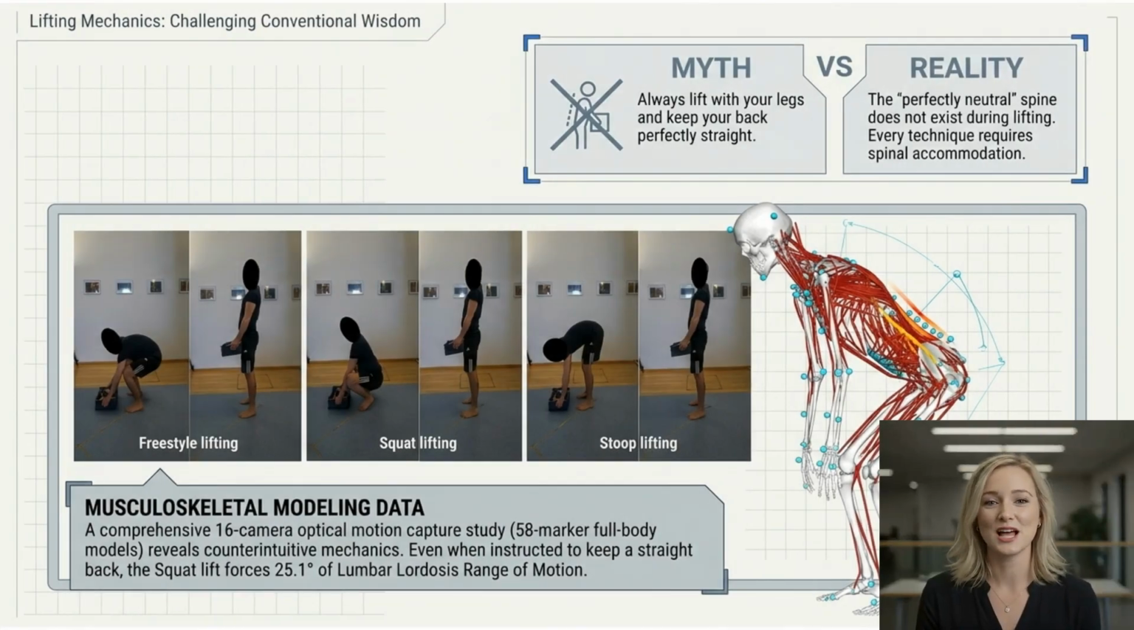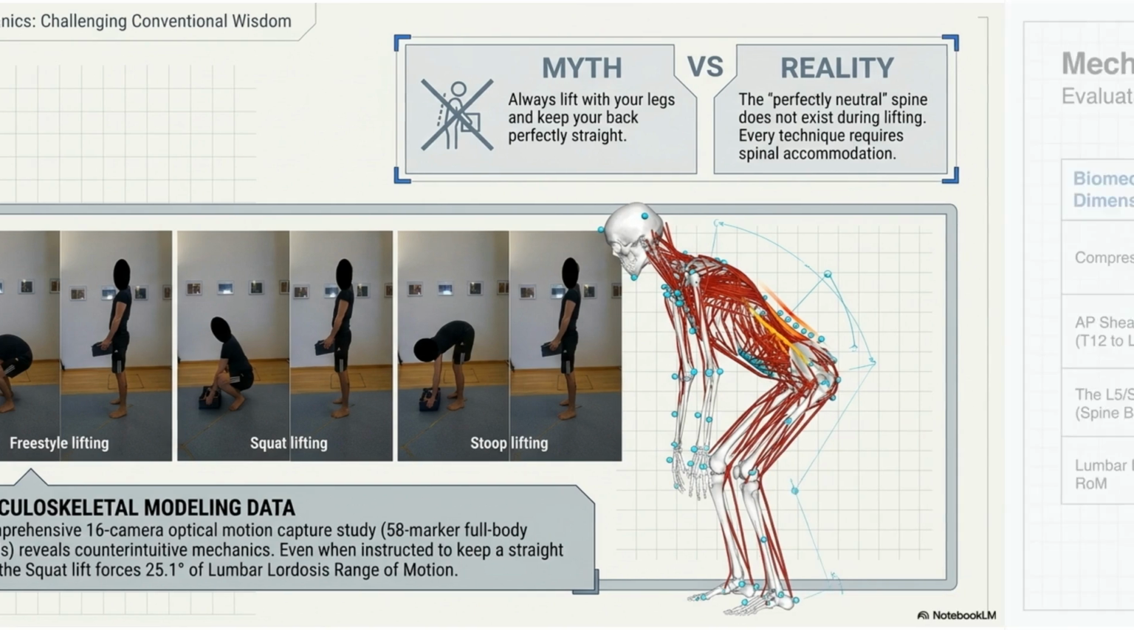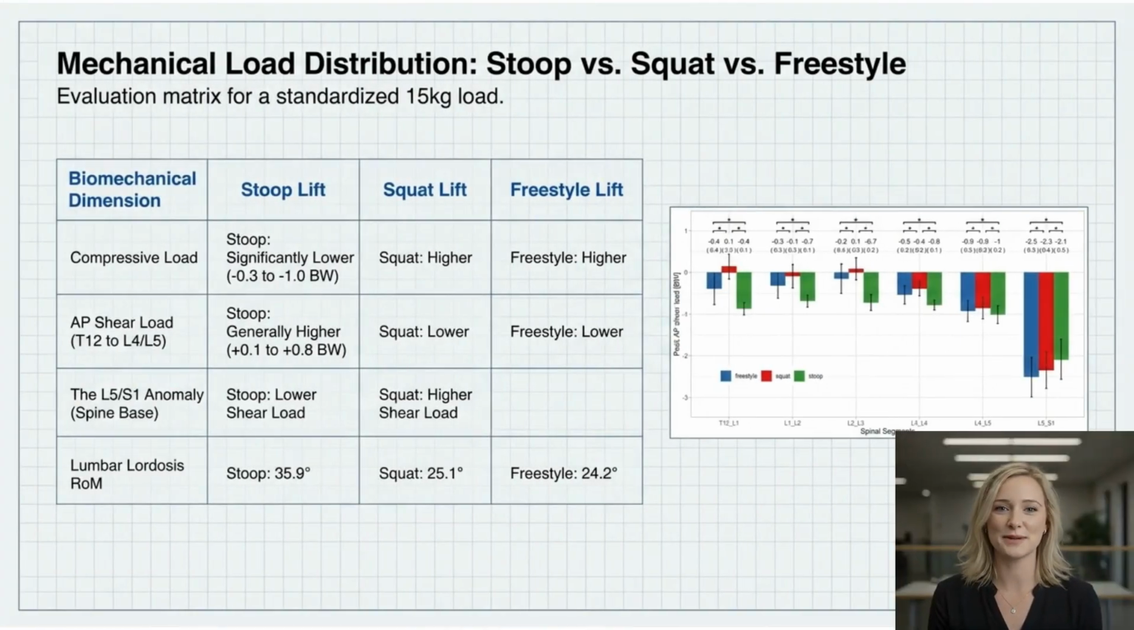Challenging conventional wisdom, the perfectly neutral spine does not exist during lifting. New models show that even when trying to keep a straight back, the squat lift forces 25.1 degrees of lumbar lordosis range of motion. This table compares the biomechanical dimensions of stoop, squat, and freestyle lifts for a standardized 15 kilograms load. The stoop lift generally shows significantly lower compressive loads and lower shear loads at the L5/S1 junction, compared to the squat and freestyle lifts.